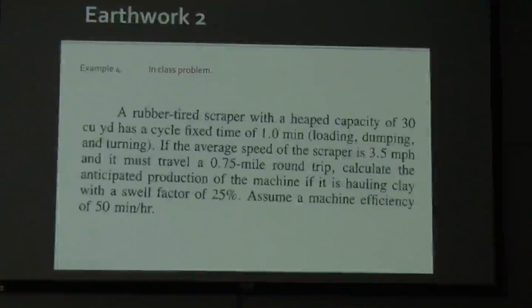The cycle fixed time means we are at a point where we scoop it up, and then the machine will turn, dump it into the truck, and then go back to the point where it's about to scoop it up again. That would be an example of the cycle fixed time. It takes 1 minute to accomplish that. So we're looking at the anticipated production of the machine.